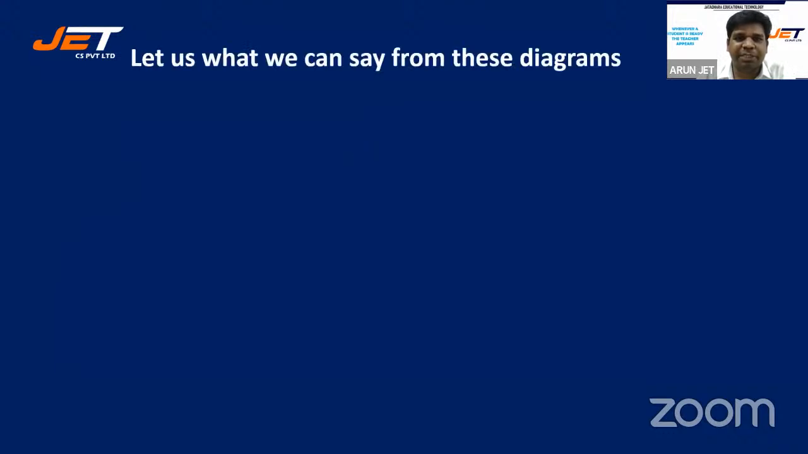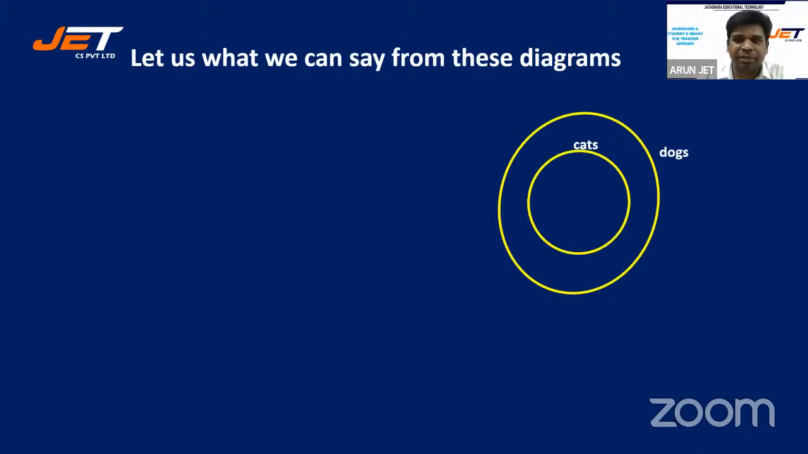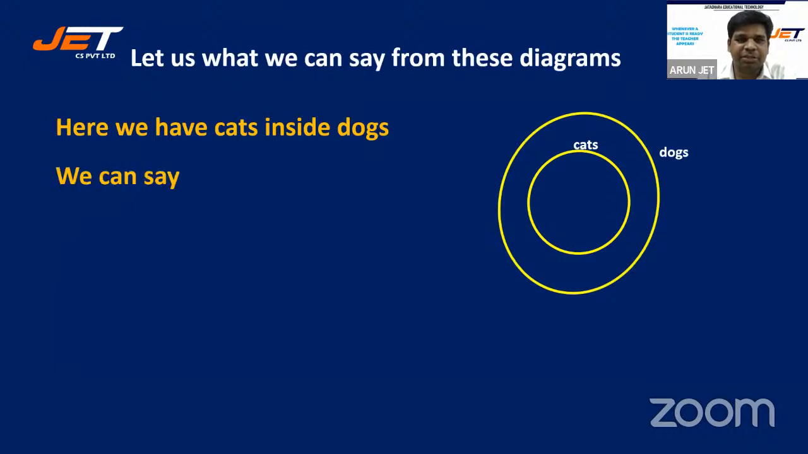Now let's see what we can say from these diagrams. I've got this diagram. What can I write this as? Write the statement as? Statement should be, we have cats inside the dogs. So we can say all cats are dogs. That's right. Good, Shashank. That was faster than I did. Good.